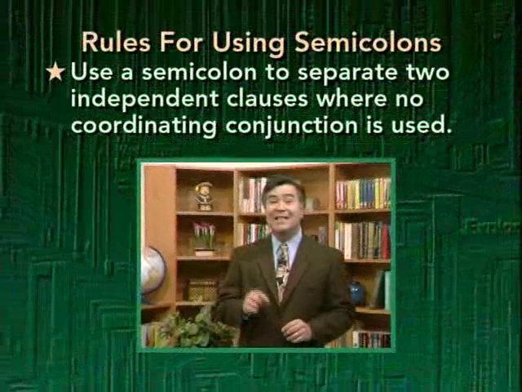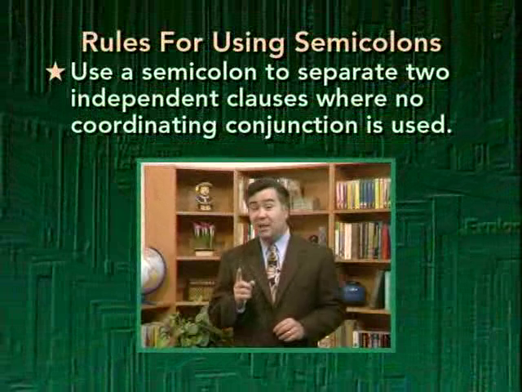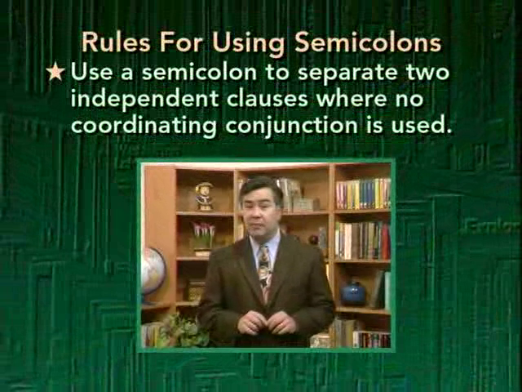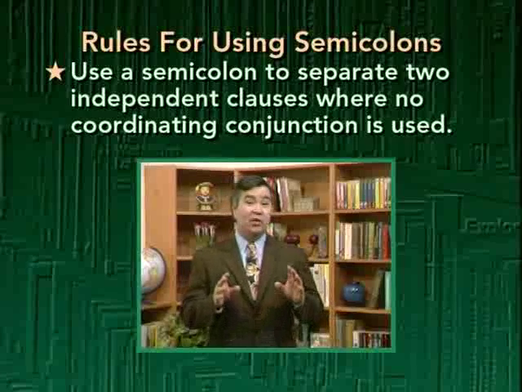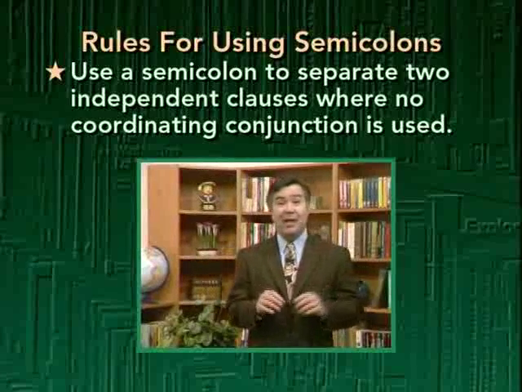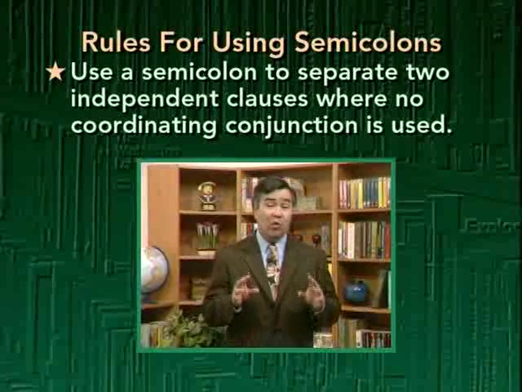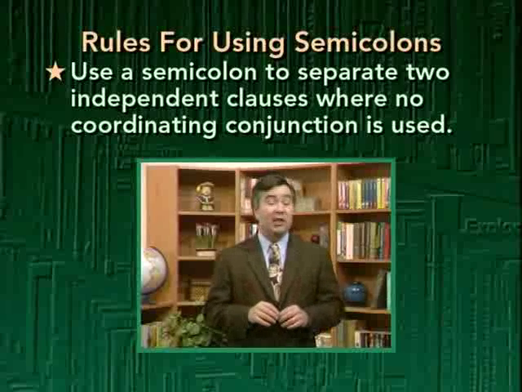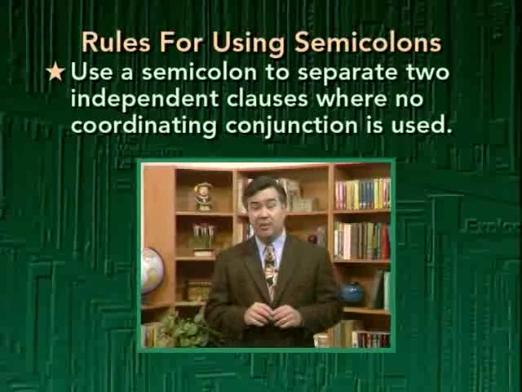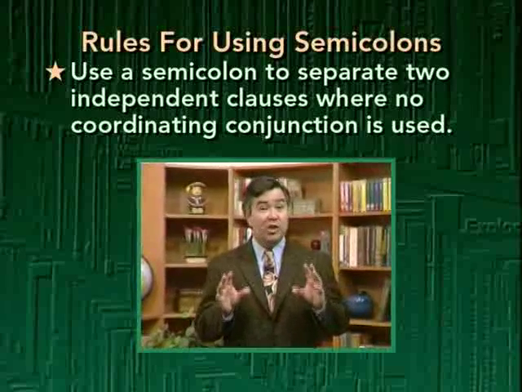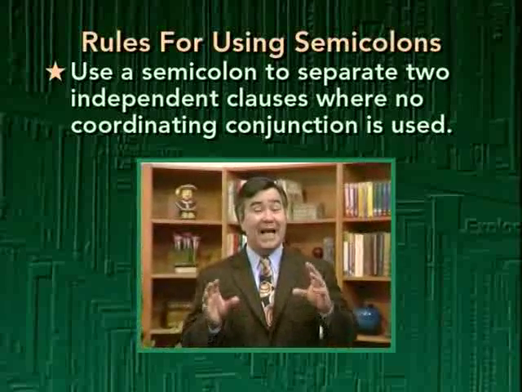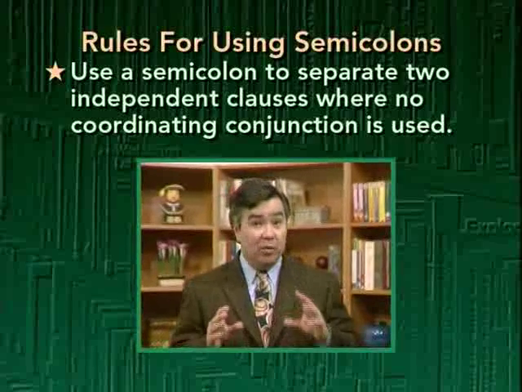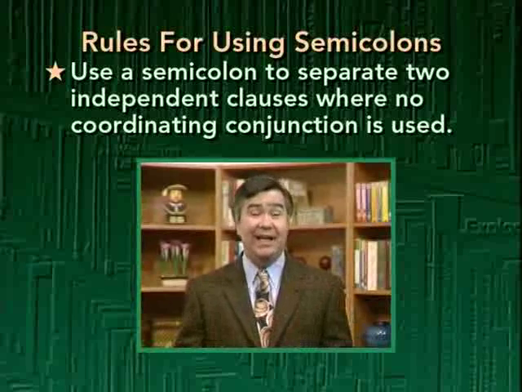First, use a semicolon to separate two independent clauses where no coordinating conjunction is used. Now, we saw before that when two independent clauses are used to make up a sentence and they are joined with a coordinating conjunction, such as and or but, a comma is also used as part of the structure. In some cases, you might choose to take two independent clauses and simply join them in a sentence because the ideas are closely linked. You might do that without using a coordinating conjunction.